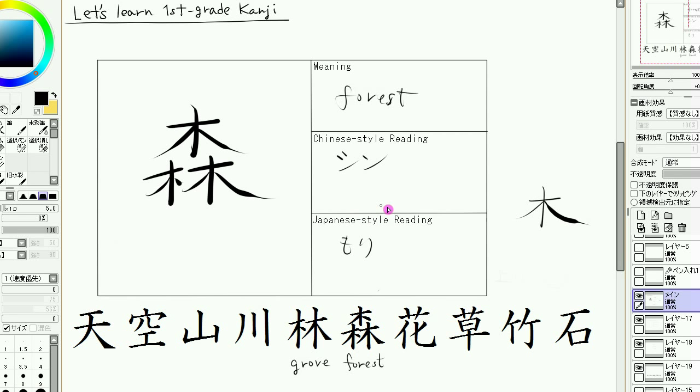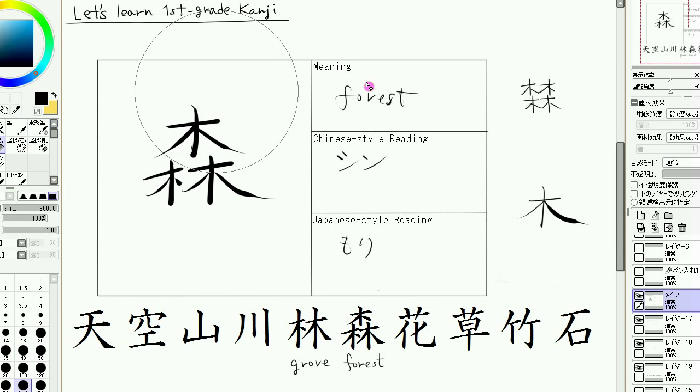So is there a kanji with 4 trees maybe? You know what it means? Well, it means a jungle. Well, no, I was kidding. Sorry, we don't have that kanji. So let's go to the next one.